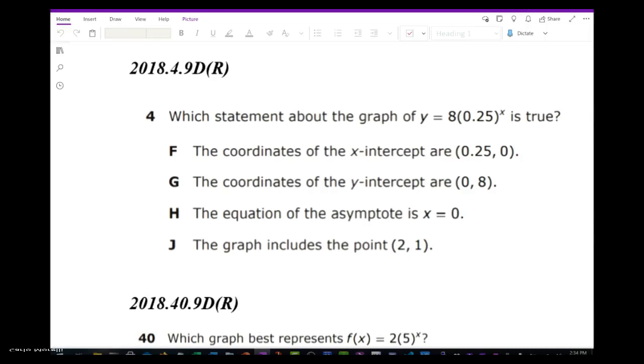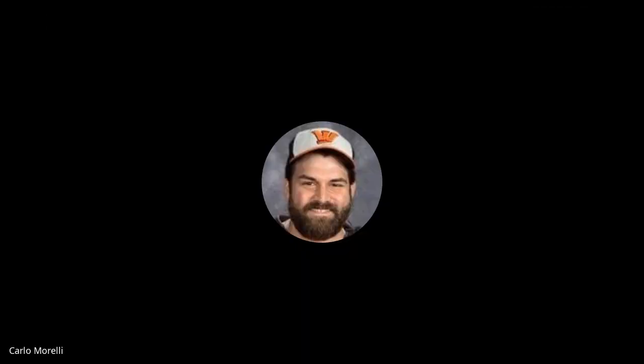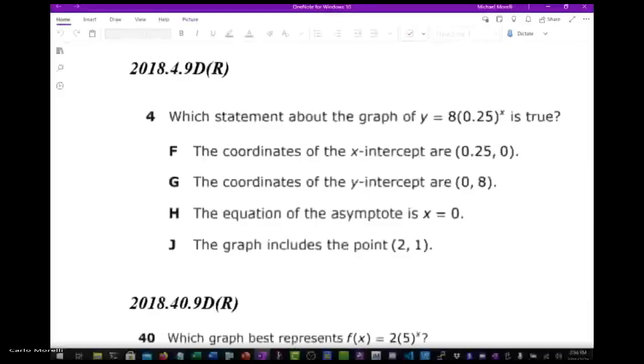Somebody already said the answer. Which statement is true? What's the y-intercept? It's G, right? Okay, we're done. We know, right? Yeah. Because when these true false statements come up, if you find something that's true, you're done.